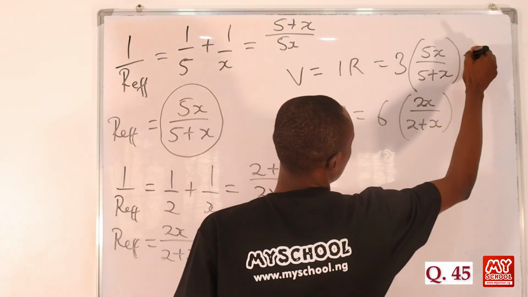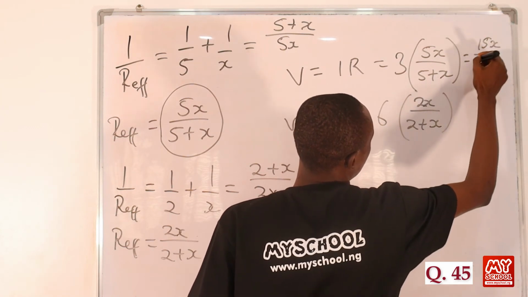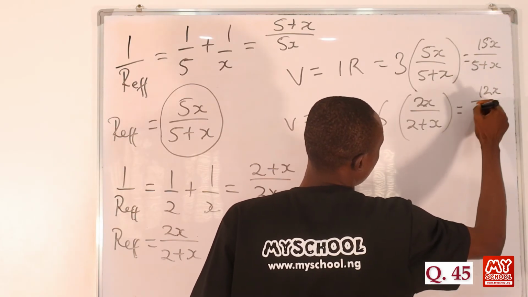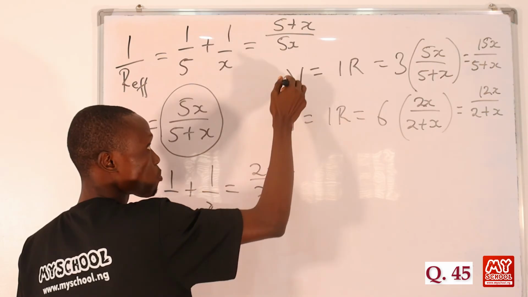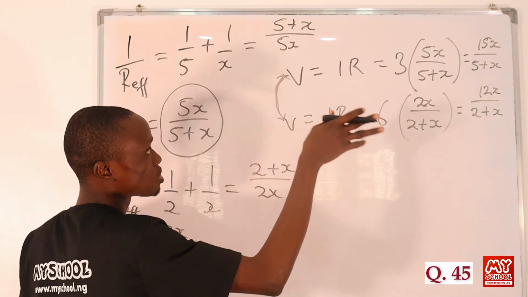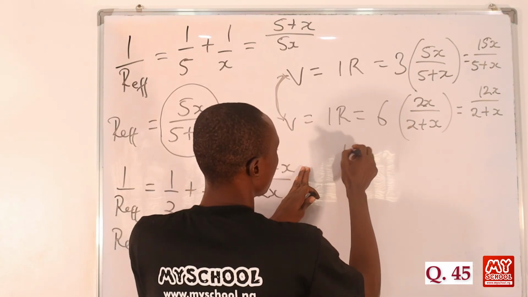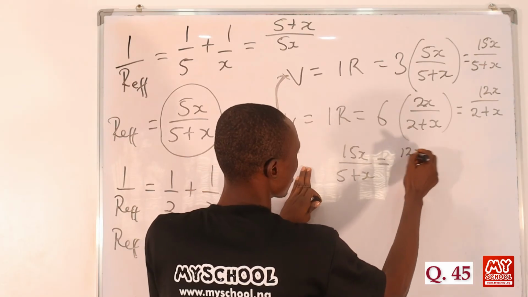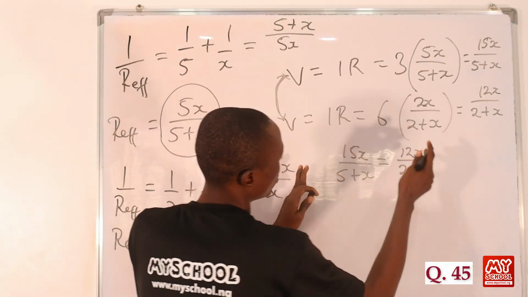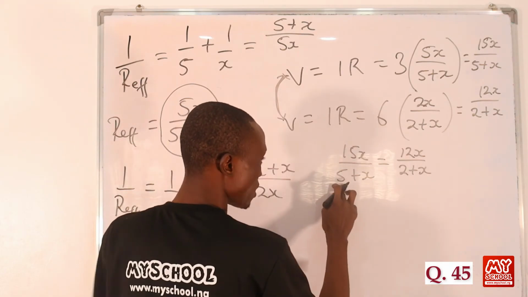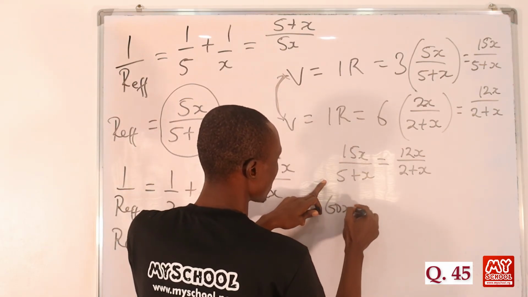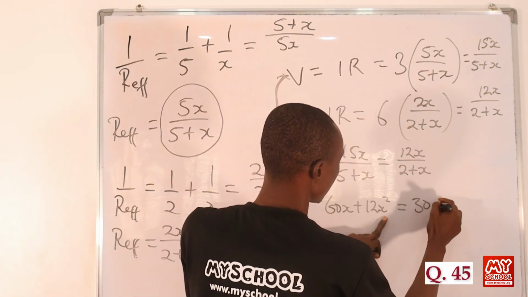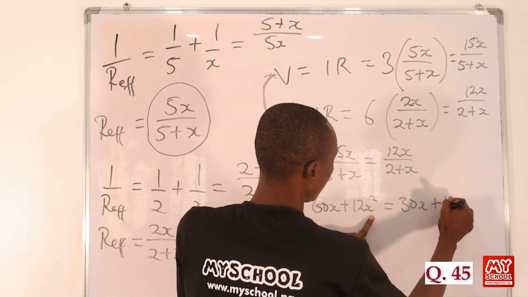So let's open the bracket, so that we'll be having 15X all over 5 plus X, while for the second one, we'll be having 12X all over 2 plus X. But in both cases, we are calculating for voltage, so we equate both voltages, so that we'll be having 15X all over 5 plus X to be equals to 12X all over 2 plus X. So we simply cross multiply. So if we cross multiply here, we'll be having 60X plus 12X squared to be equals to 30X then plus 15X squared.